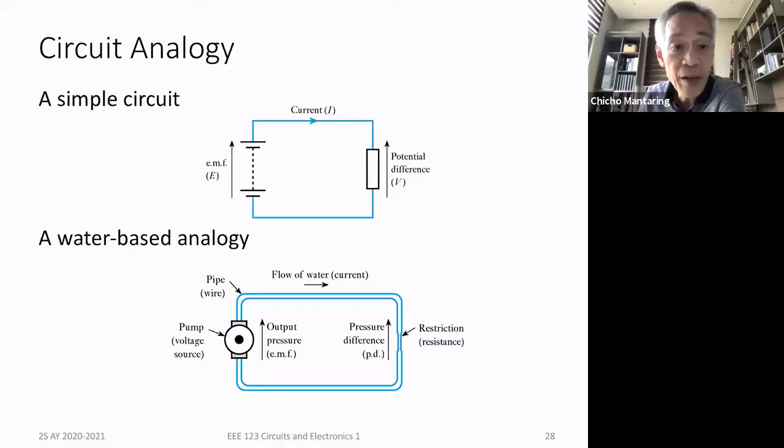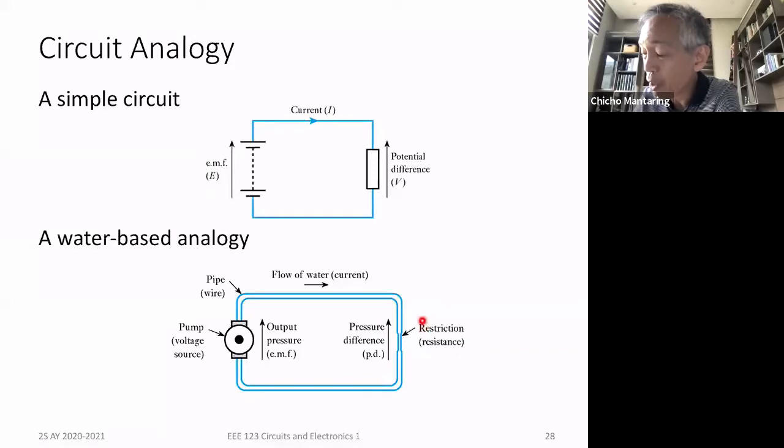We can make a water-based analogy. So this is the water-based analogy. What is the equivalent of the battery? Its equivalent is the pump. What does the pump do? While the water passes through the pump, the pump transfers energy to the water so that the water will tend to flow faster. So the pump gives the push that allows the water to flow here.